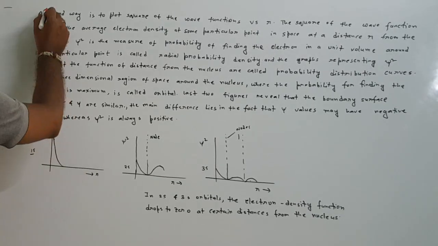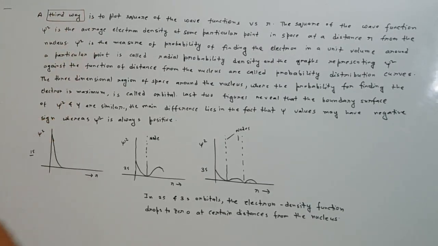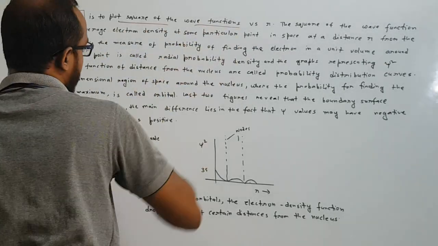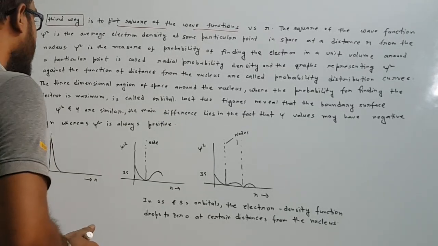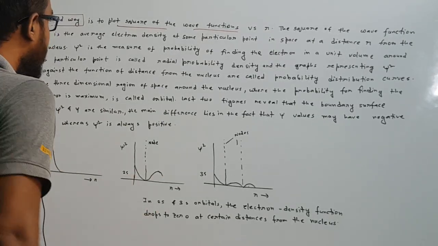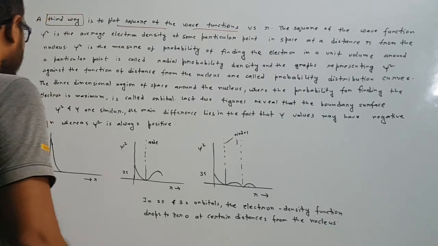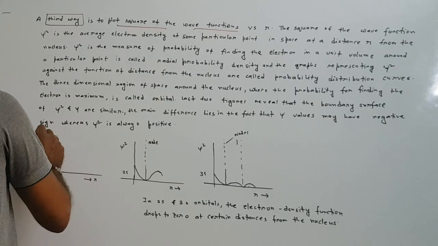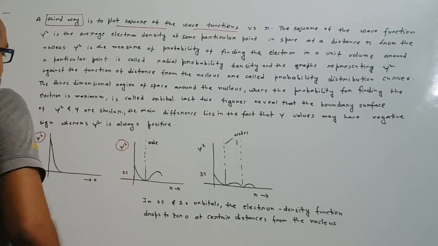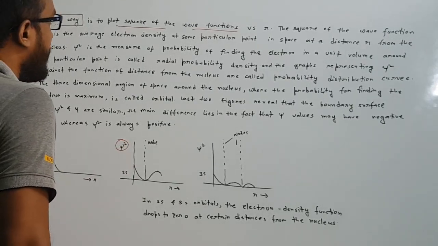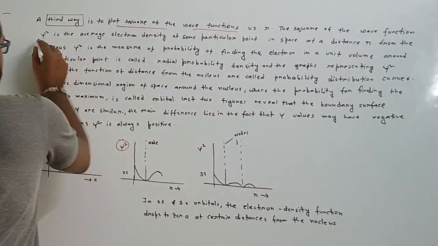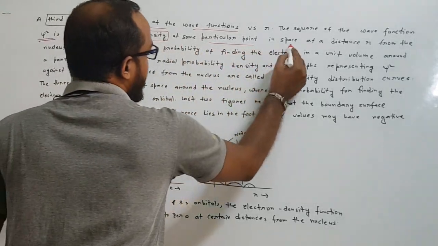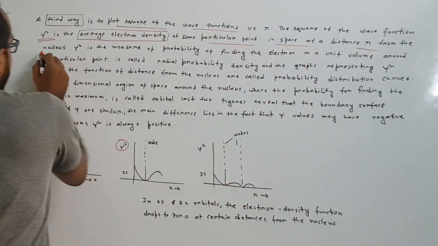So let us see the third way of plotting electron density from the nucleus. The third way is to plot the square of the wave function. If you notice the last slide, we plotted the graph between psi of r versus r. But here the main difference is that we are plotting psi square with r. The square of the wave function, psi square, is the average electron density at some particular point in space at a distance r from the nucleus.